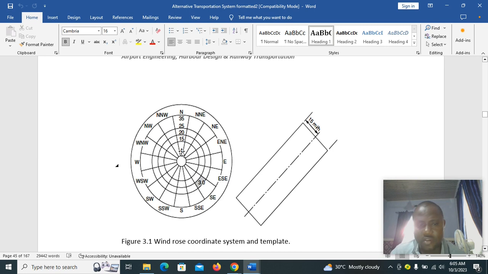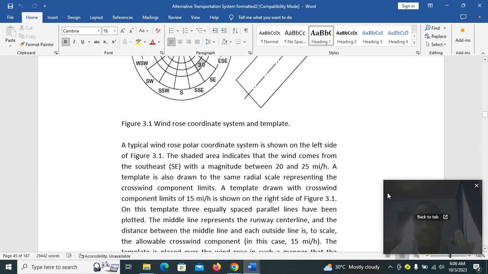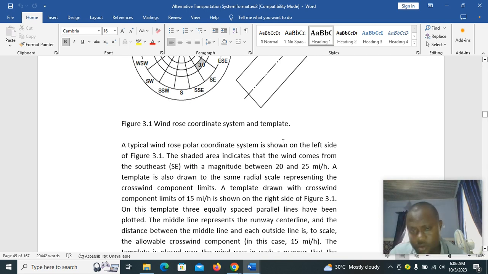You can see these are concentric circles. Then these are the coordinates that we have. You can see north, north-northeast, northeast, east-northeast. Here we have east, east-southeast, southeast, and so on and so forth. When you look at it, you'll be able to understand it. This is the wind rose coordinate system, and this is the template. We fix this template on the coordinates of the wind rose and then rotate it. By then we would have plotted the wind speed and direction on the wind rose, so that when we now put this template, we'll be able to determine the best place to orient our runway.